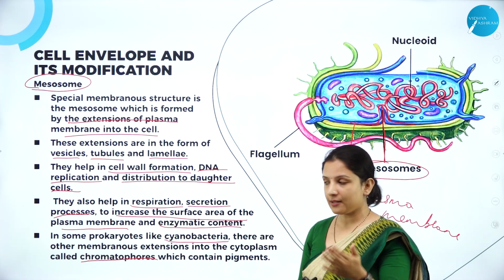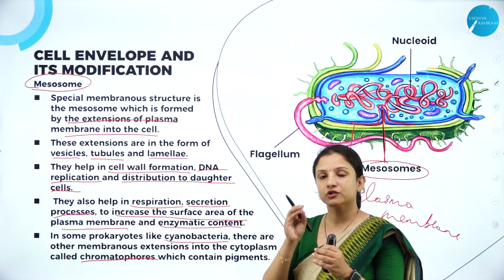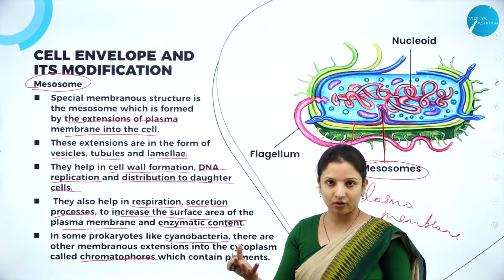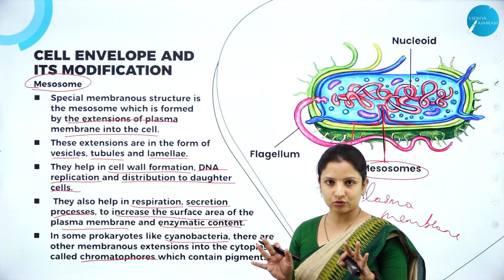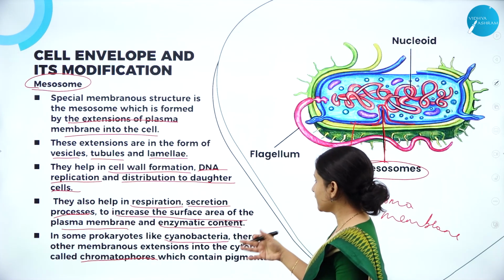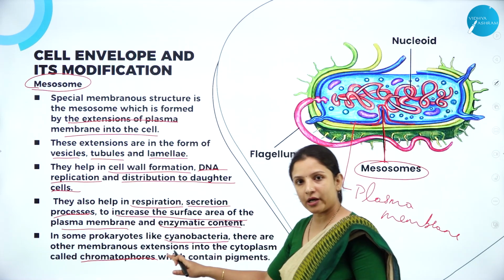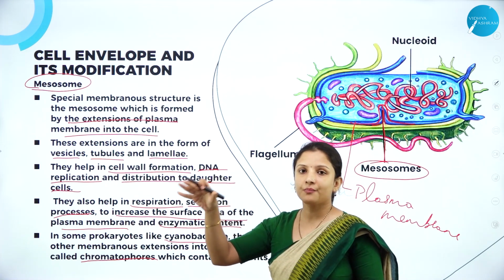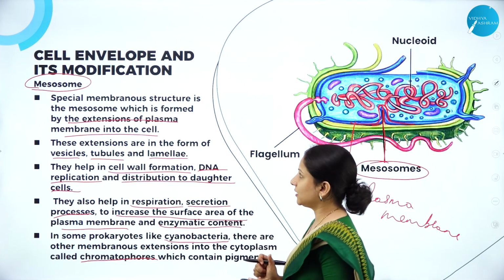So obviously they'll contain pigment. Here in some of the prokaryotes, that is in cyanobacteria, which are also called blue-green algae, for example Nostoc, Anabaena and all that, right? In these cyanobacteria, they do not have mesosomes, but instead they have some membranous extensions into the cytoplasm, which are called chromatophores, and these chromatophores contain pigments, and it is those pigments that actually give the blue-greenish color to the cyanobacteria.